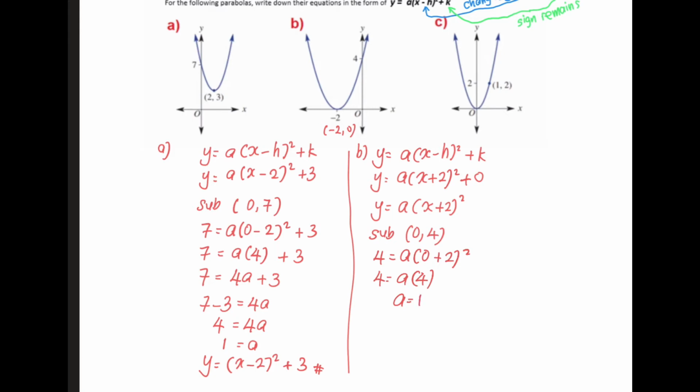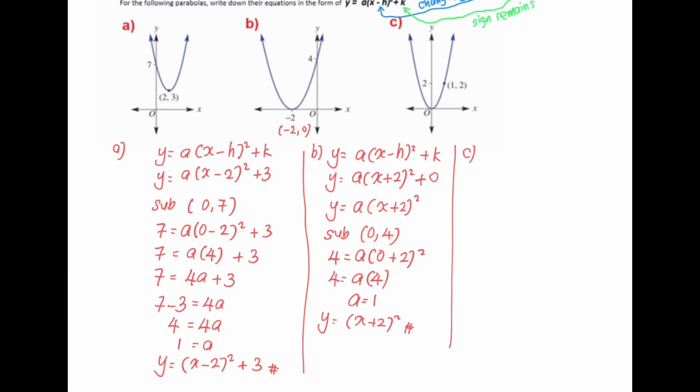So we get 1. So at the end, we write it as y equal to, imagine you put 1 inside here or here. Writing 1 in front of the bracket makes the equation look weird. So we don't write 1, we just write the bracket straight away. It automatically means 1 is in front. So we just write (x plus 2) squared, and that's all. Then part C.